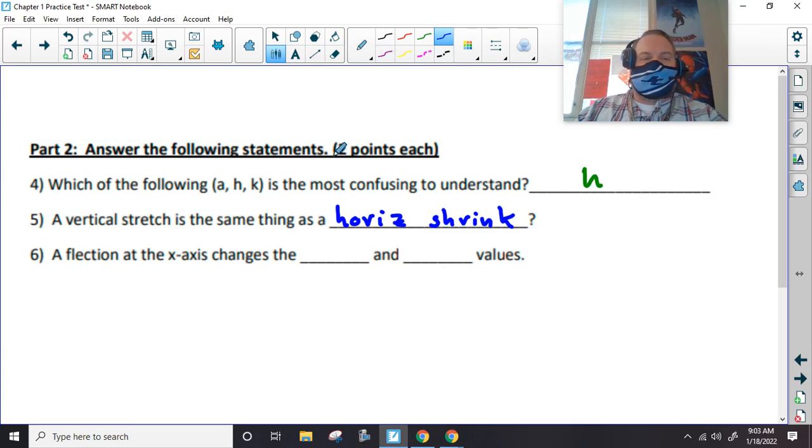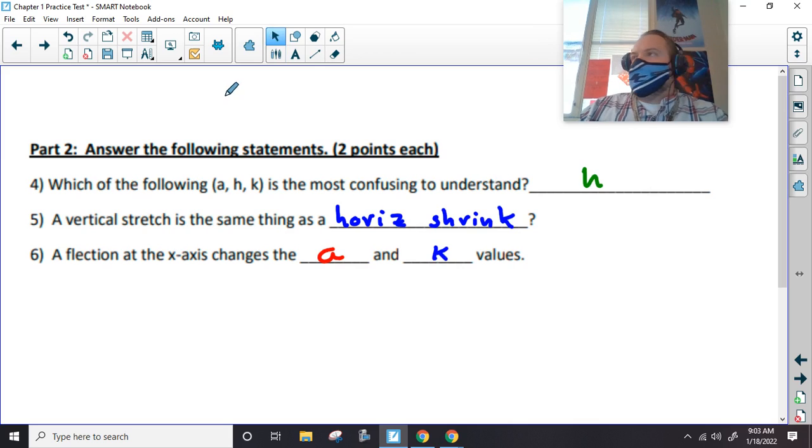A reflection at the x axis, that means it flips, changes the A and the K values. So this is just a little bit of, it's 6 easy points, but hey, this is some of the concept stuff.